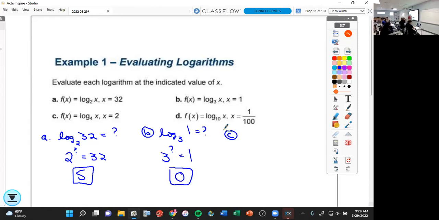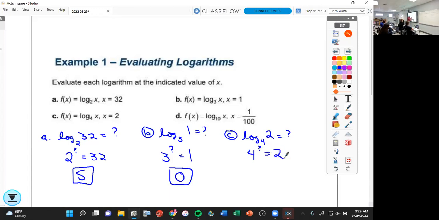Part C is asking us to calculate log base 4 of 2. What's the base? 4. We're looking for the exponent, right? 4 raised to what power is going to be 2? Why 1/2? What does an exponent of 1/2 mean? It's not half. It is in this case, but that's just a fluke.